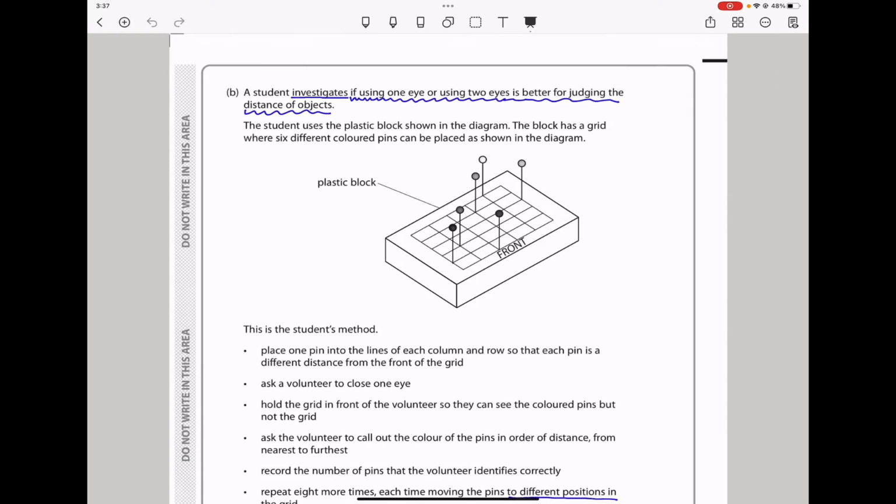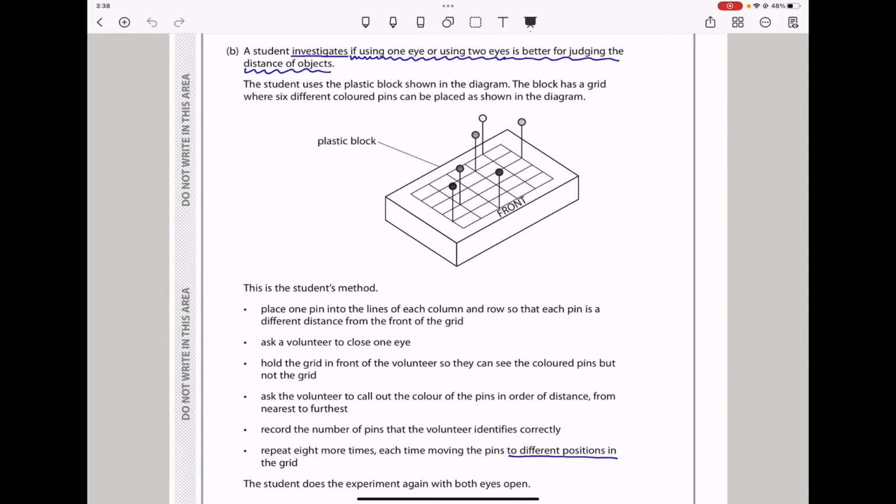Moving on. In part B, a student investigates if using one eye or using 2 eyes is better for judging the distance of objects. The student uses the plastic block shown in the diagram. The block has a grid where 6 different colored pins can be placed as shown in the diagram. So this is the block, and we can see the 6 different colored pins. This is the front, and the back would be that way.